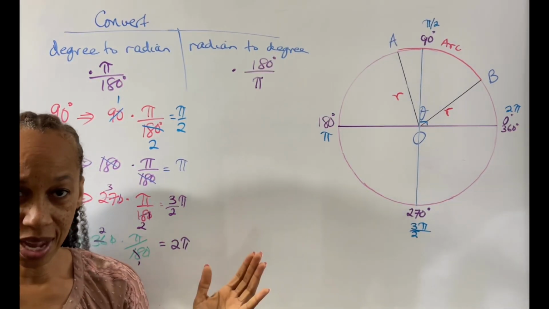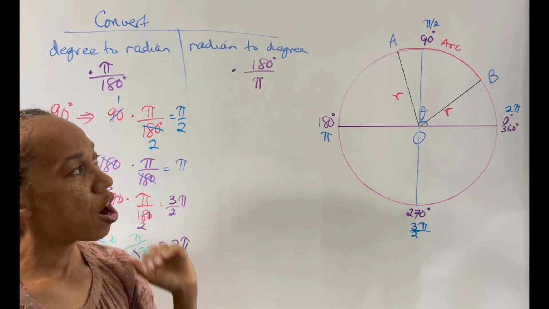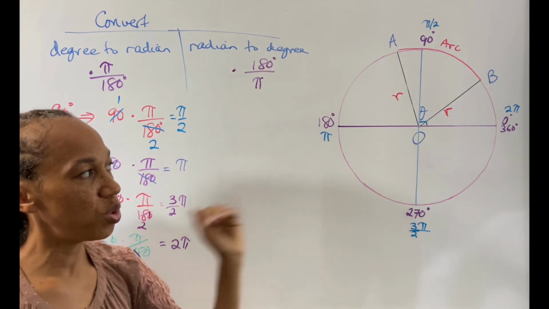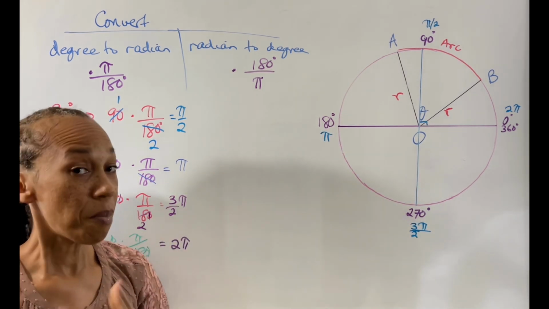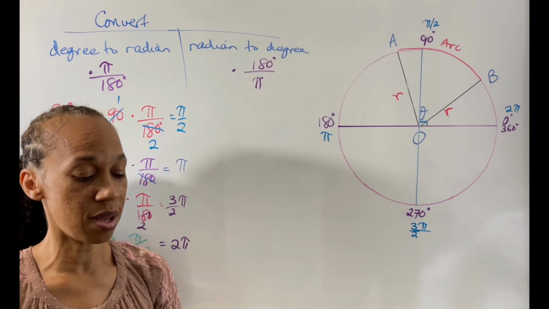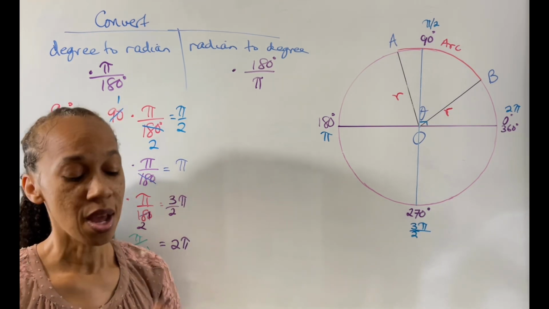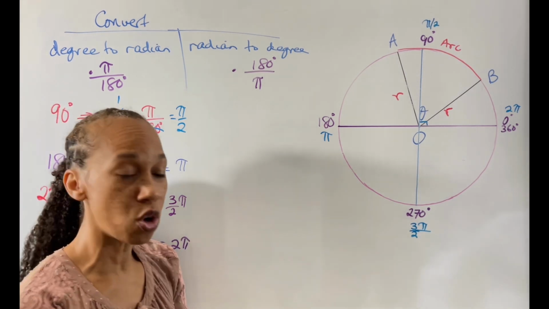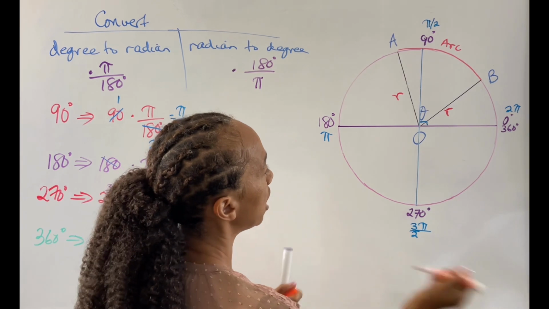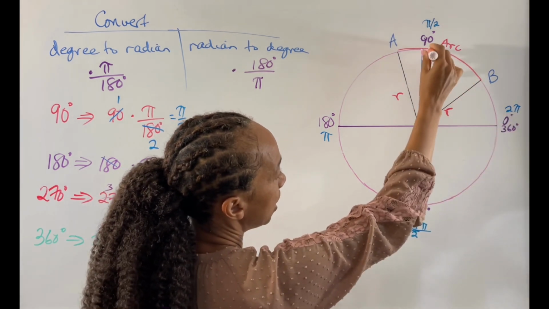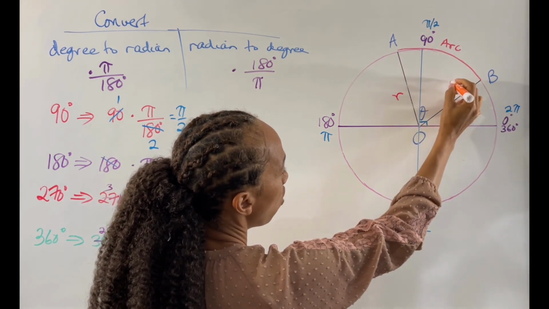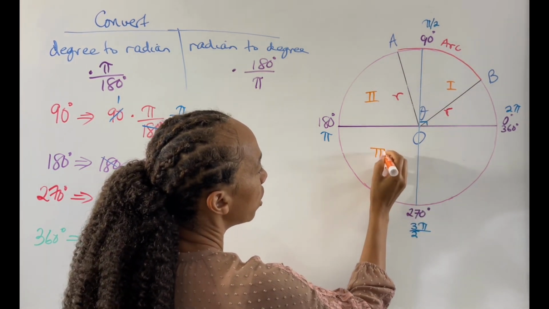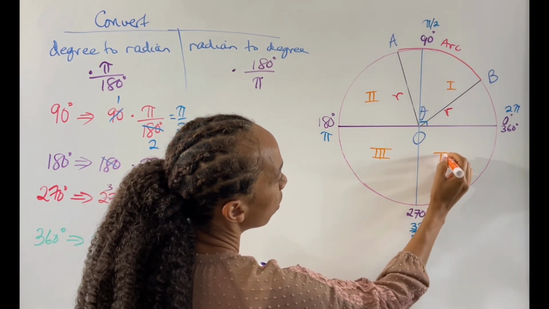So you might be saying to yourself, okay, that is fine for our numbers for 90 degrees, 180 degrees, 270 degrees, and 360 degrees. But what about numbers that are in between those major points? If you're talking about the first quadrant, which is usually anything between 0 and 90 degrees, that's your first quadrant. This is quadrant 1. This is your second quadrant. This is your third quadrant. And this is your fourth quadrant.